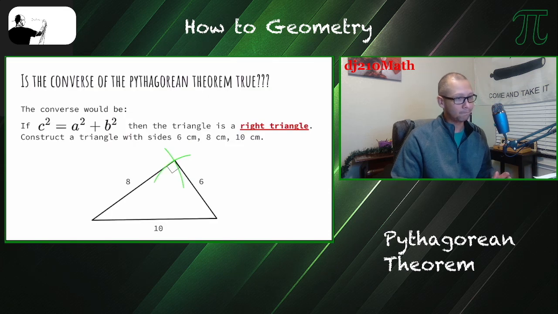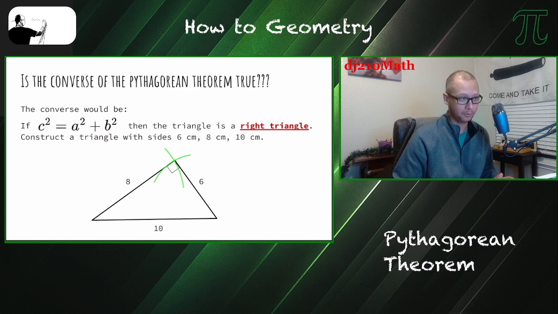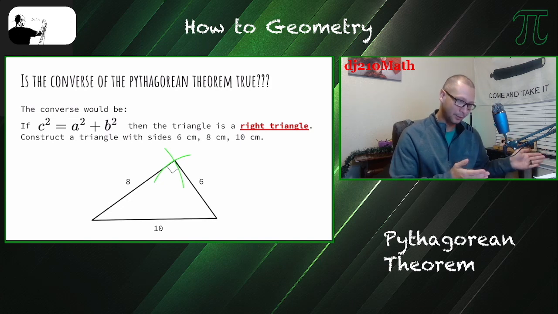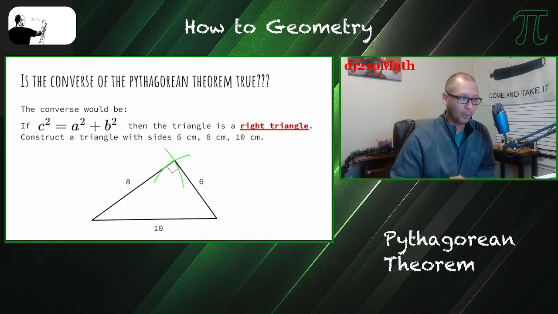All right, so the question becomes, is the converse of the Pythagorean theorem true? So the converse would be, if c squared is equal to a squared plus b squared, right? If the square of the hypotenuse is equal to the sum of the squares of the legs, then the triangle is a right triangle, right? Because the theorem says that if you have a right triangle, then the calculations are true. But we're saying, well, what if you have the calculations? Does that make it a right triangle?